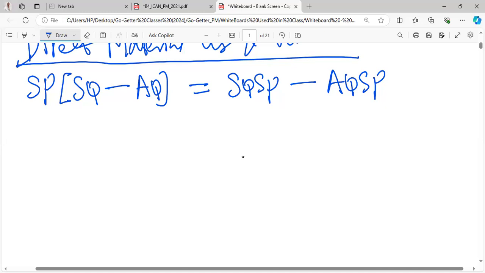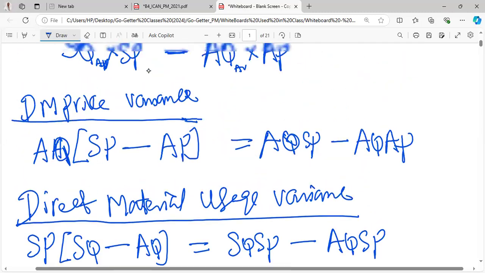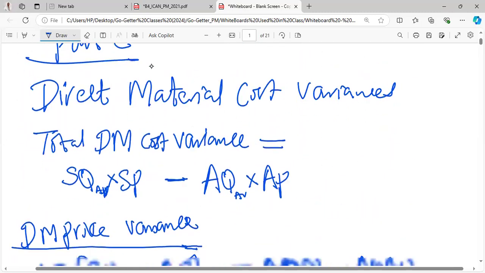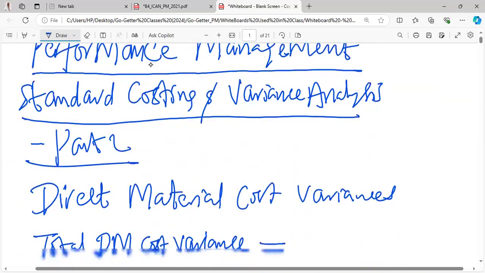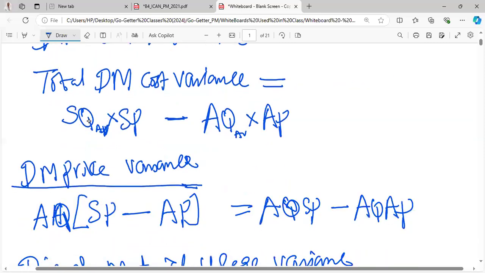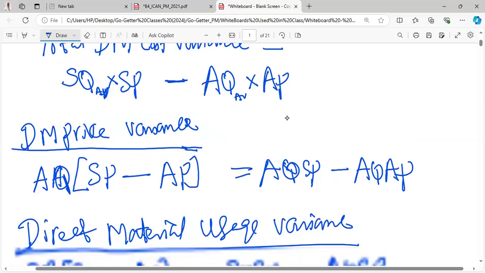That quantity. Okay, so how do you construct these things by yourself? So you know here that standard quantity, standard price, actual quantity, actual price.